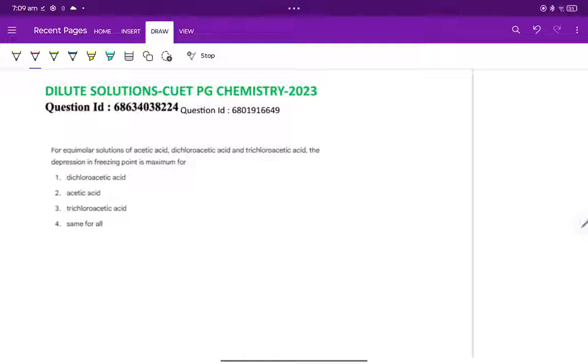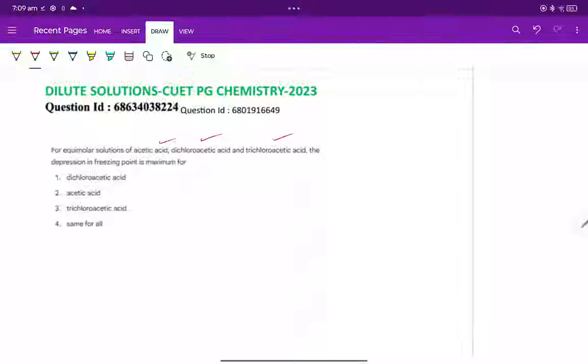This is a very simple but interesting question from the colligative properties. So the question is like this: for equimolar solutions, so the molality is the same, of acetic acid, dichloroacetic acid, and trichloroacetic acid, the depression in freezing point is maximum for.